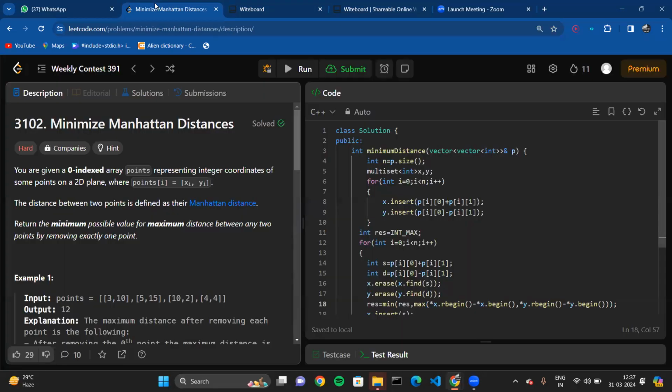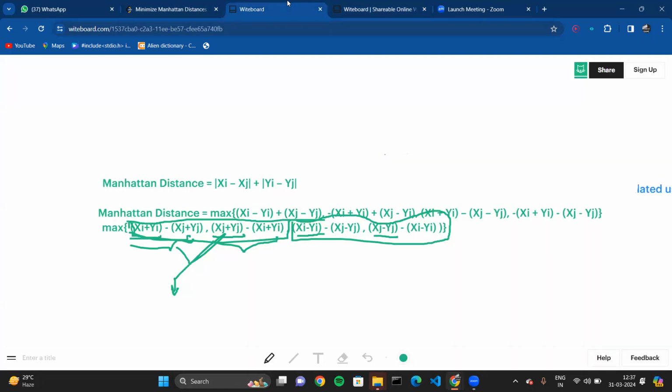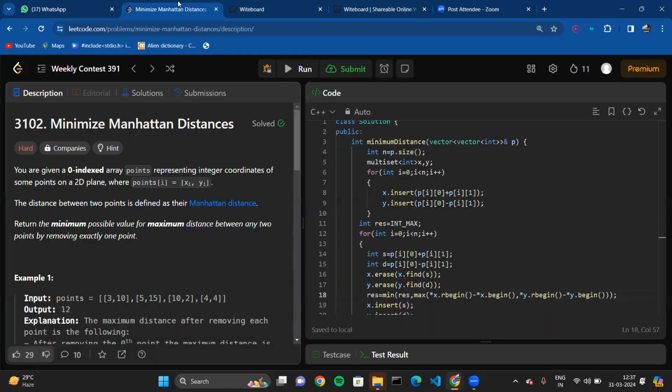So now comes the implementation part, that we will use this fact and implement it using a multi-set. So what is a multi-set? A multi-set is a set-like data structure only, which stores values in sorted order. Yes, very important. It stores values in the sorted order, but it can also have duplicates. So duplicates are also allowed in multi-set.